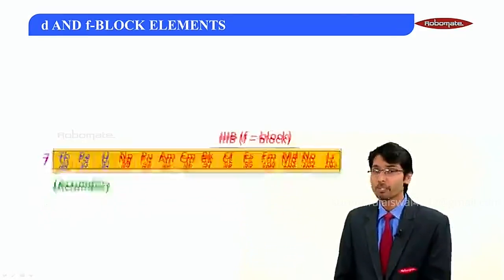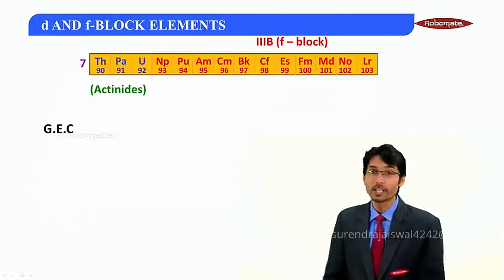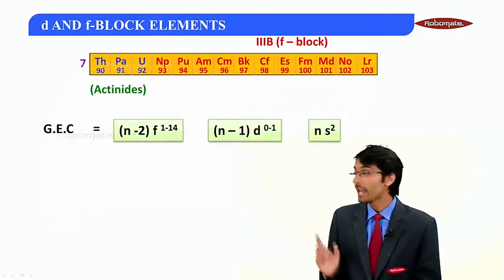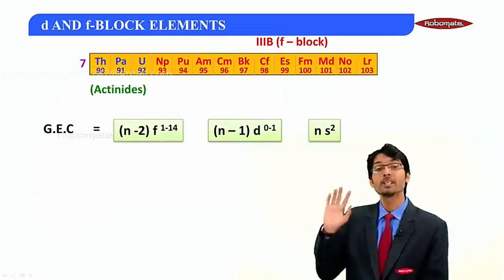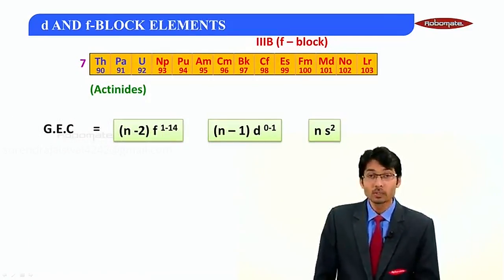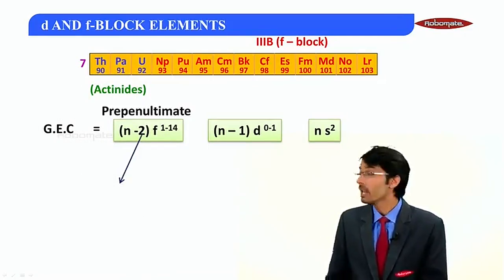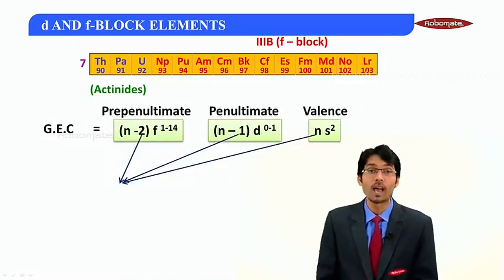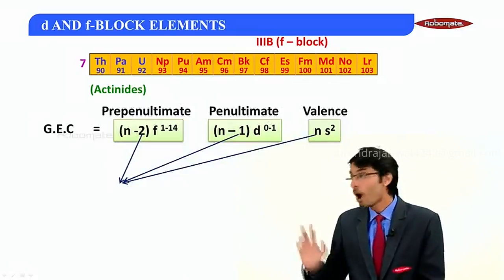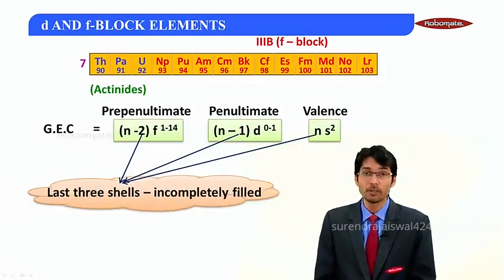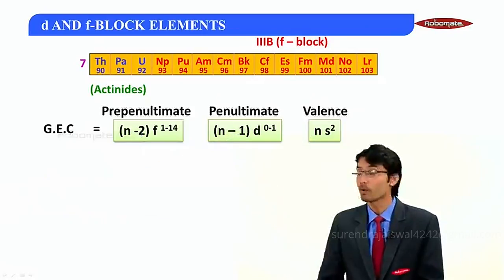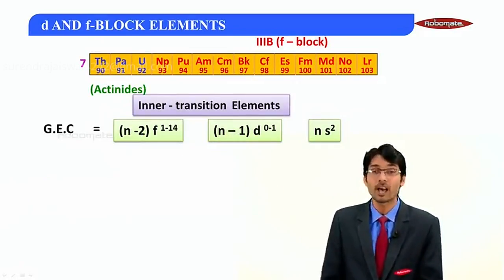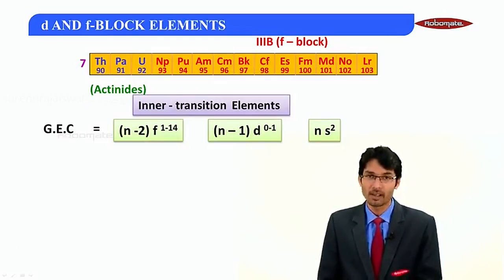So basically, the general electronic configuration of the f block is (n-2)f1 to 14, (n-1)d0 to 1, and ns2, where (n-2)f is called the pre-penultimate shell, (n-1)d is called the penultimate shell, and ns2 is called the valence shell. Since all these three shells are incompletely filled, these elements are also called inner transition elements. Basically, actinides are referred to as second inner transition elements.